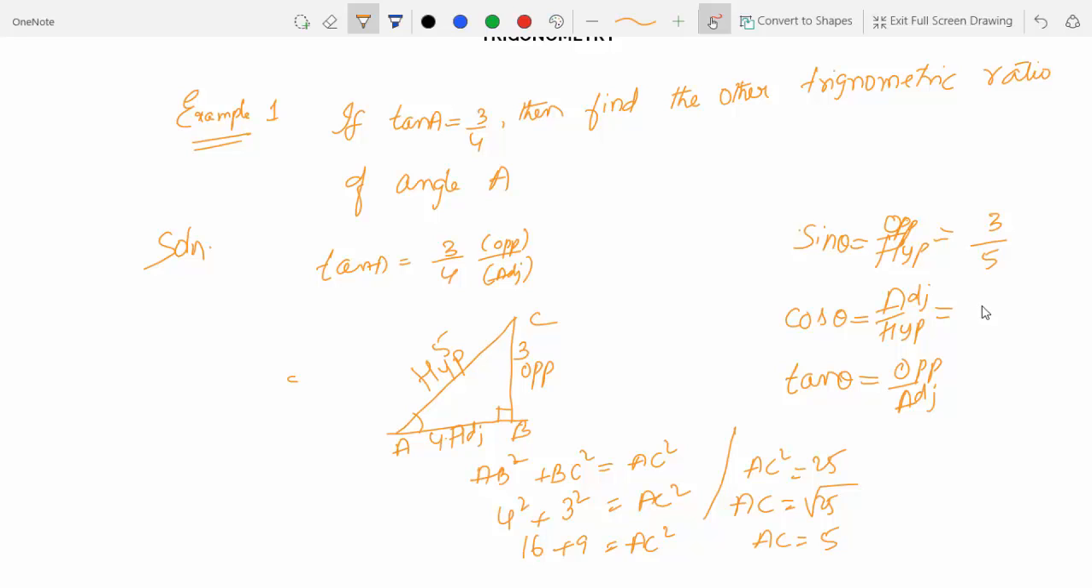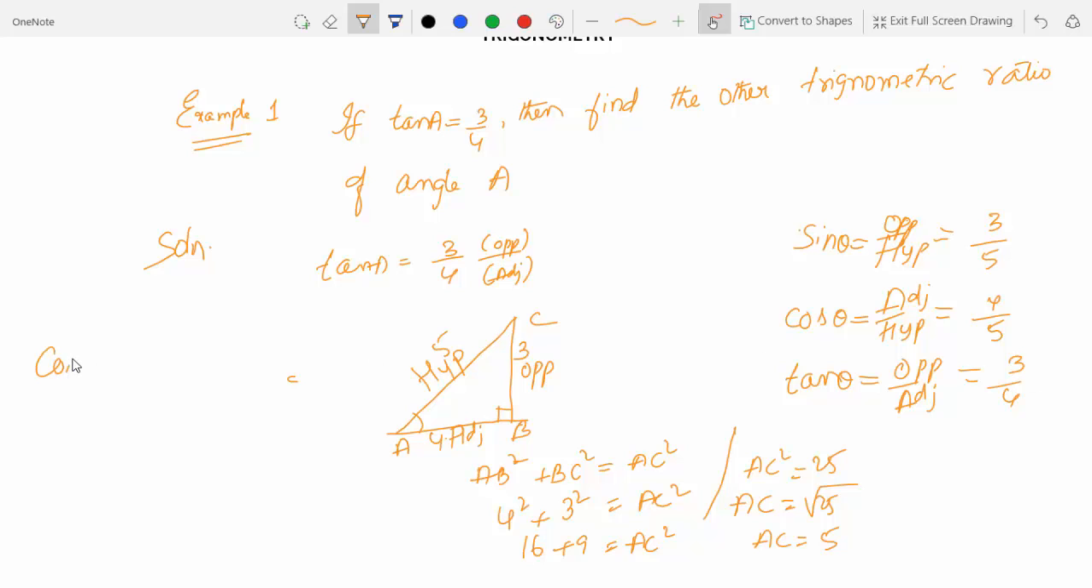Cos theta. Cos theta is adjacent by hypotenuse. Adjacent side is 4, hypotenuse is 5. So cos theta is 4 by 5. Tan theta is opposite by adjacent. Opposite is 3, adjacent is 4. So tan theta is 3 by 4.